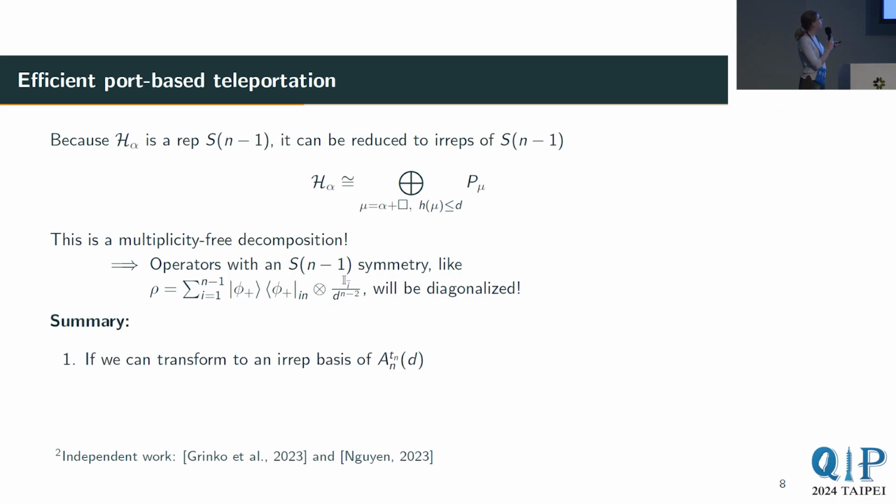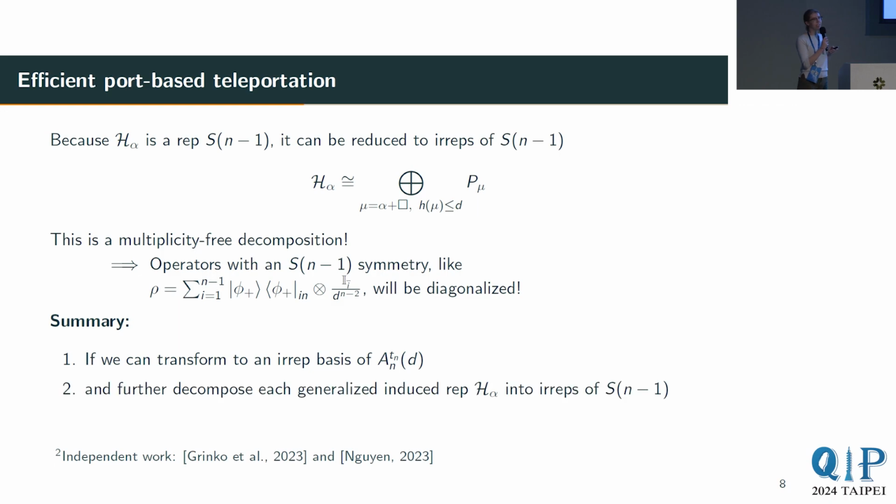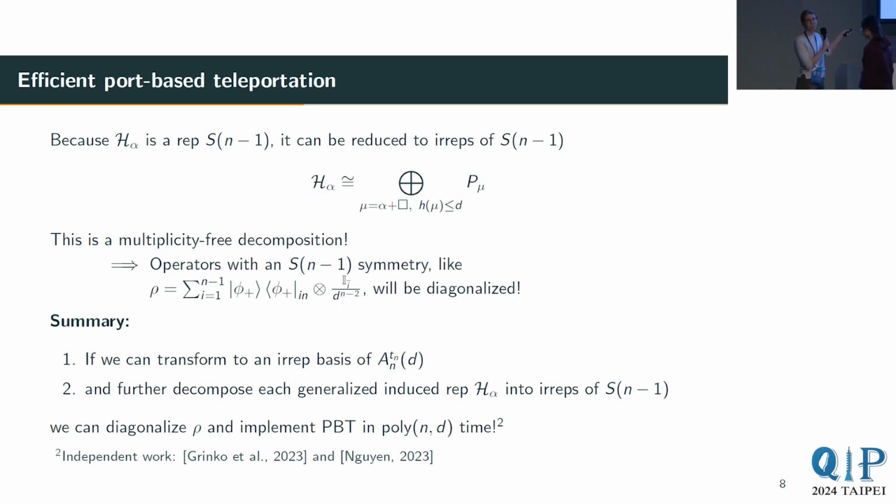So putting it all together, this means that if we can transform to an E-rep basis of the algebra, which means decompose into these H alpha, and then further decompose each generalized induced rep H alpha into E-reps of S n-1, we will diagonalize the port-based teleportation operator rho, and it actually becomes possible to implement port-based teleportation in time polynomial in N and D. So I just want to take this time to shout out the other work presented here today, which also implements a similar transformation. Okay, so now my collaborator Gianni is going to tell you a little bit about how we solve this general decomposition problem for generalized induced reps.